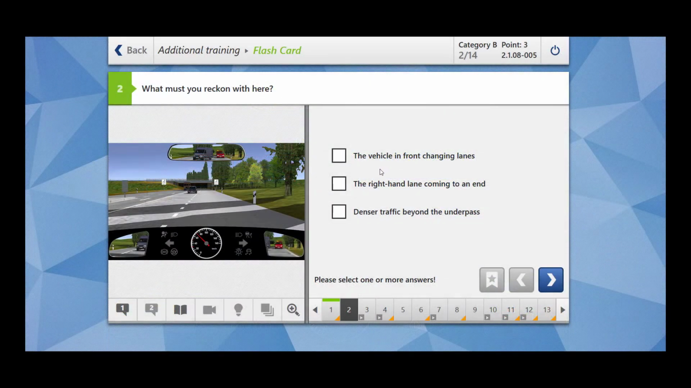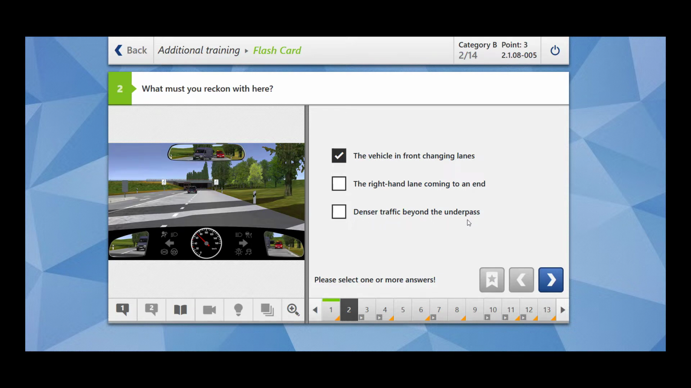Let's go to the options. The vehicles in front changing lanes. Yes, the vehicles will change lane because this lane is about to terminate. The right hand lane coming to an end. The right hand lane will be continuous, but the left hand lane is coming to an end.